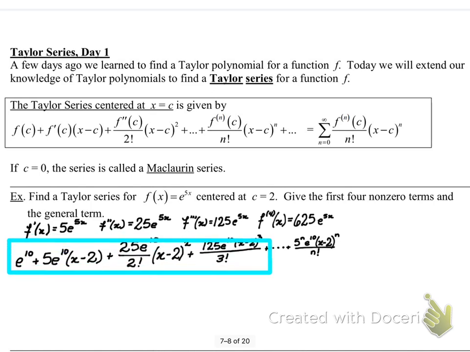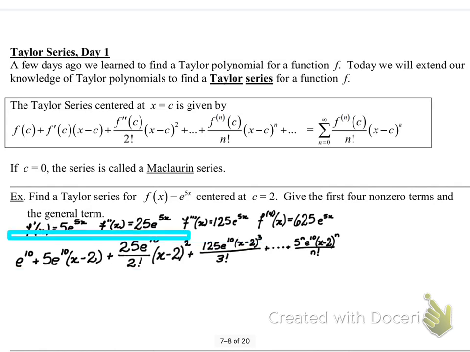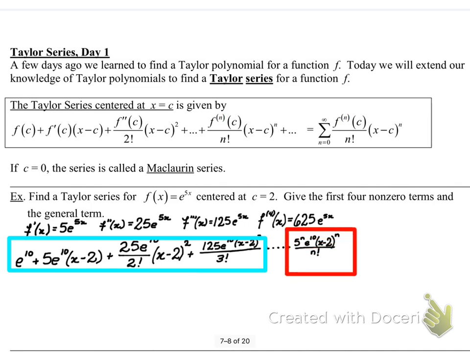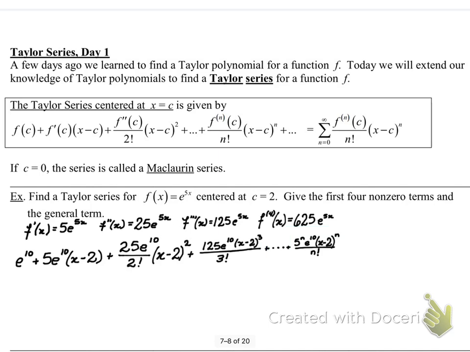So here we go. That's kind of messy, isn't it? Oh well, just pretend. There are the first four terms: 1, 2, 3, 4. And then at the very end, you have the general term. And this is how it's written with the ellipses in the middle and the pluses on either side of the ellipses. So there you go.